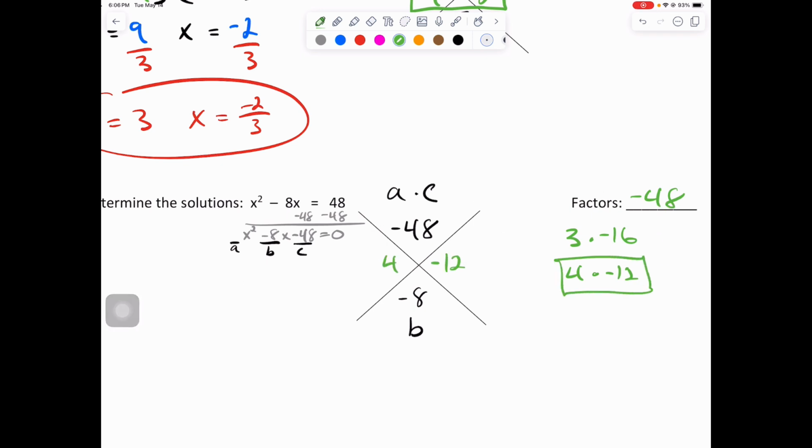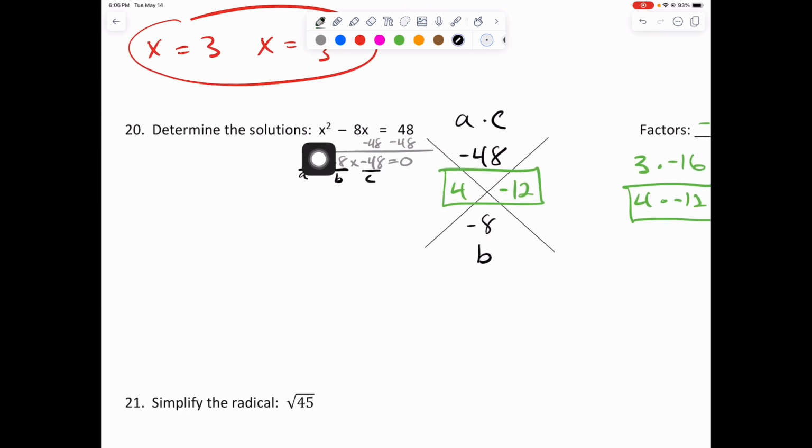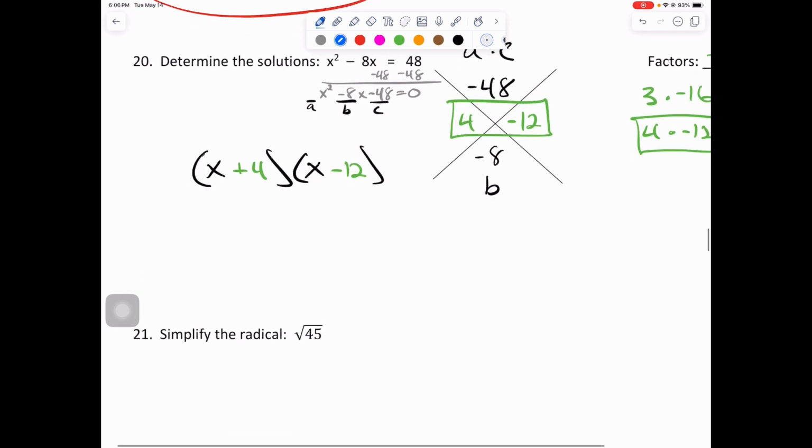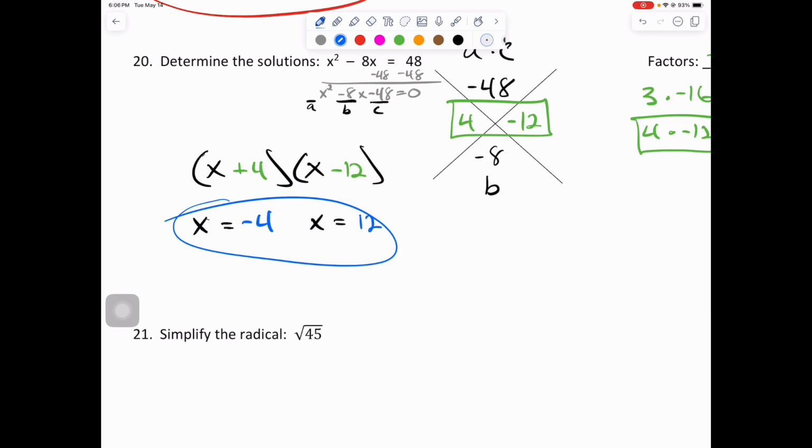Let's go ahead and box it for the win. And if we go ahead, x, our a value is just simply equal to 1. So we're just going to write it as x and x. And we found our factors of plus 4 and negative 12. Go ahead and, nope, not circle your answer, but get our solutions. All right, so x equals, we will do the flip, which is negative 4. X equals, we'll do the flip, which equals 12. Now go ahead and circle your answers because it wants the solutions.